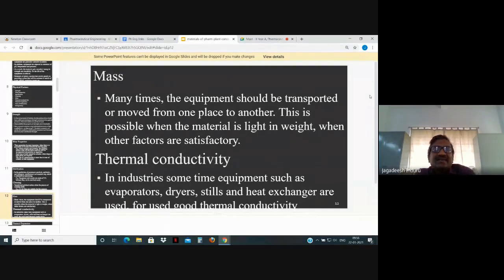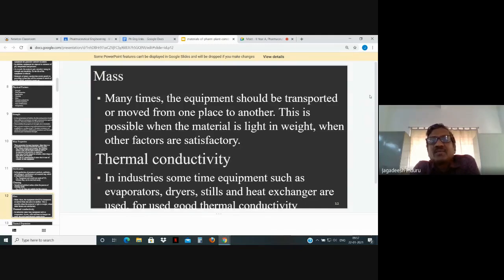Mass is another very important parameter. It should be light in weight so that it will not add much cost to the freight. In packaging material, mass is very important. If you want to lift or use one equipment from one lab to another, from one place to another place, mass is a very important parameter. Many times, the equipment should be transported or moved from one place to another. This is possible when the material is light in weight and when other factors are satisfactory.